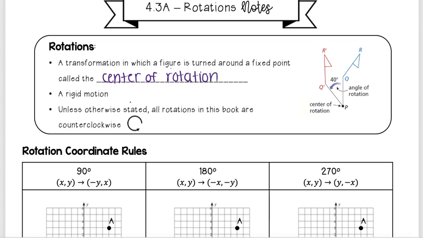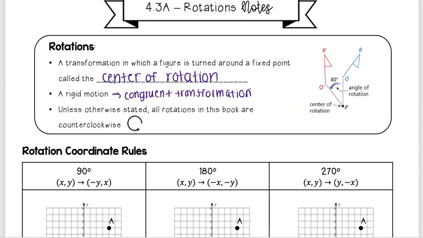This is another rigid motion. So far, everything that we've learned so far is a rigid motion. Our translations were a rigid motion. Our reflections were a rigid motion. These ones are also rigid motion. And just to remind you, that means that this is a congruent transformation, which means my shape is not changing size or shape. It is staying the same.